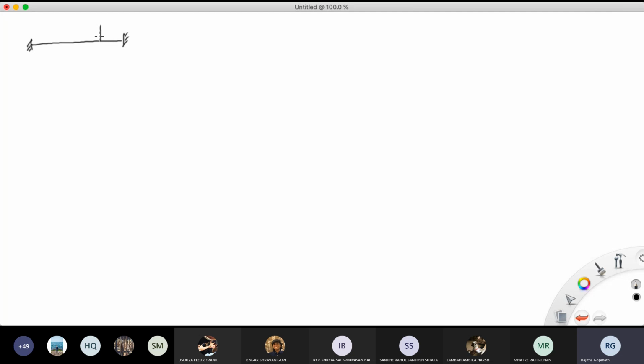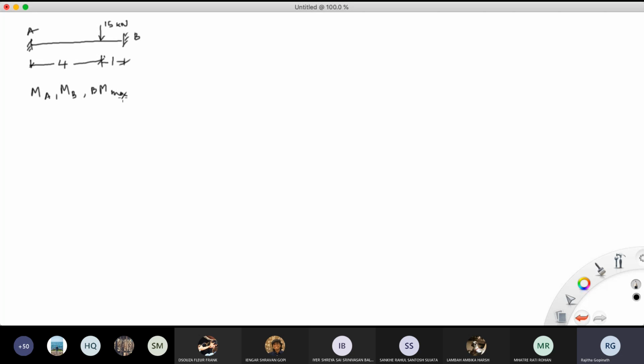And let's put a load here. Let's say this is 15 kilonewton. And this is, I don't know, like 4. And this is 1. Okay. This is A and this is B. So now we need to find out what is MA, MB, and bending moment maximum.